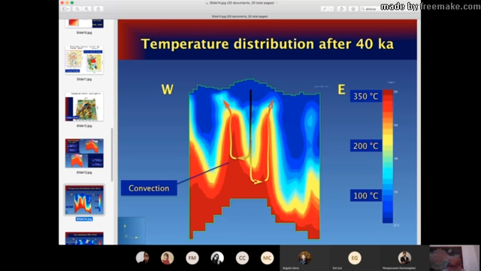So in this slide, you see on the right-hand side the temperature bar. Blues and light blues are below 100 degrees. Yellows around 200, reds are above 300. This is the cross-section east-west. So the Bagnore geothermal field is west on the left, and the Piancastagnaio geothermal field is on the right.